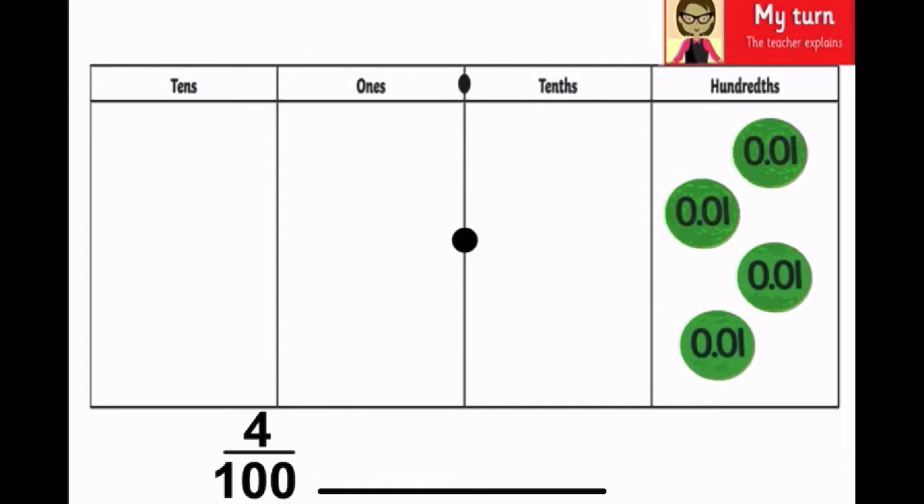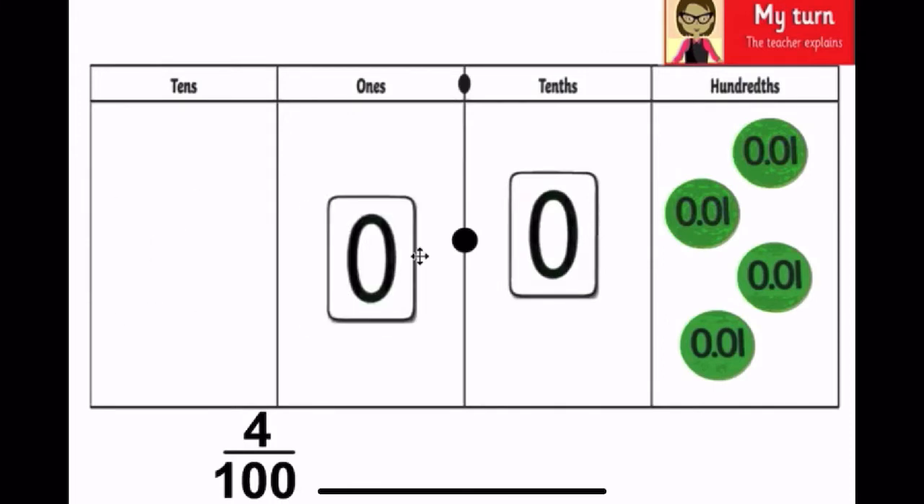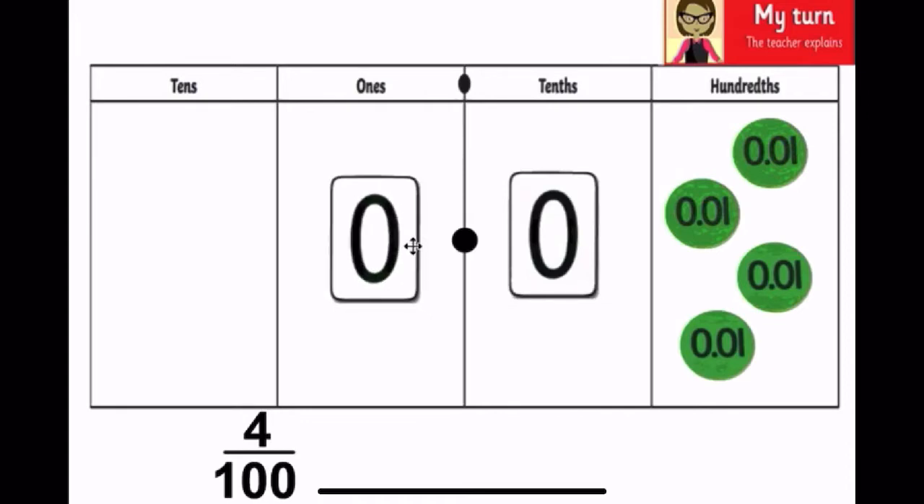So I'm going to use my digit cards now, and I'm going to put a 0 here to show I don't have any tenths. I'm going to use a 0 and put that here in the ones column to show that we don't have any ones either. So I've got no ones, no tenths, and 4 hundredths. I think that's going to be a lot easier to write now.